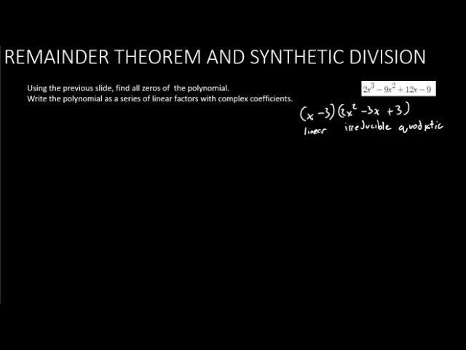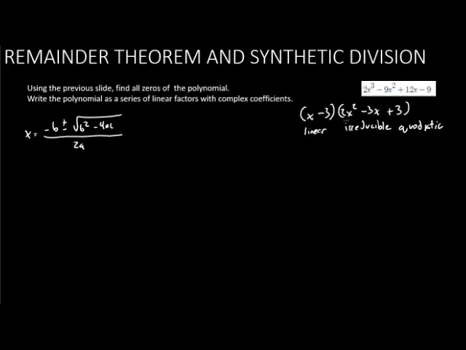In the previous video, we factored this polynomial, 2x to the third minus 9x squared plus 12x minus 9, into linear and irreducible quadratic pieces. For this video, we will now factor the irreducible quadratic into linear factors with complex coefficients. We'll begin by starting from the quadratic formula. The quadratic formula says that x is equal to negative b plus or minus root of b squared minus 4ac divided by 2a.